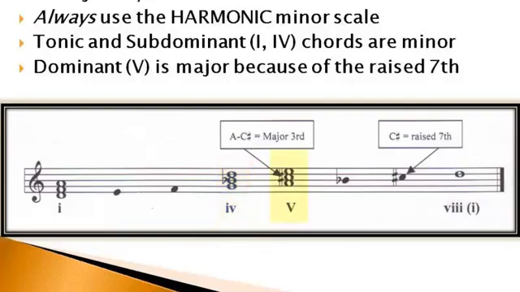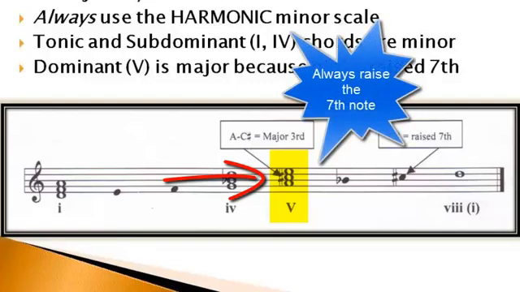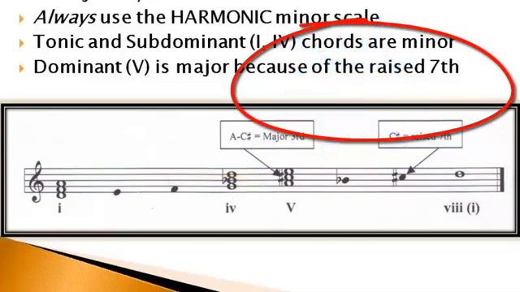When you go to the 5th degree of the scale, you must have a C sharp because that's the 7th note. So it is always a major triad. Always, always, always. In a minor key, the dominant is a major triad. So the dominant triad in a major key and a minor key is major.